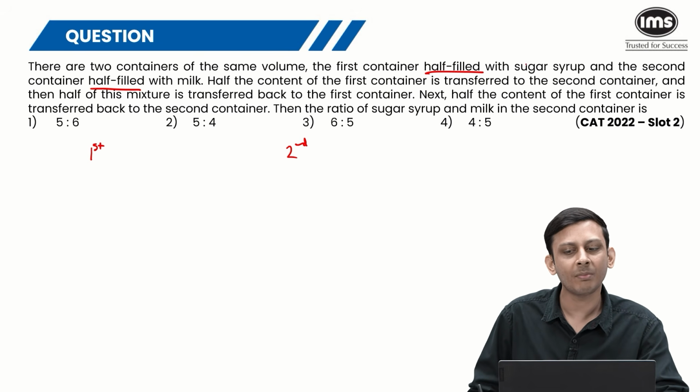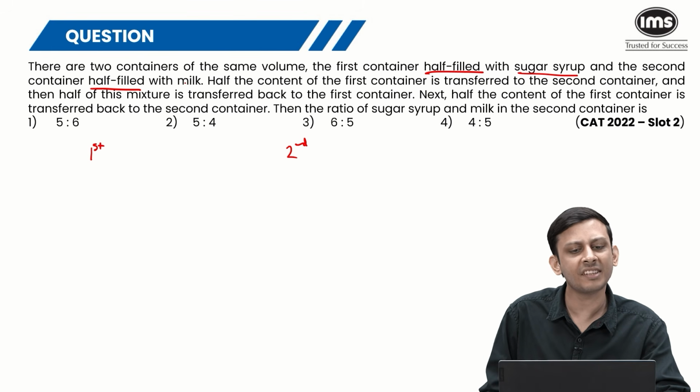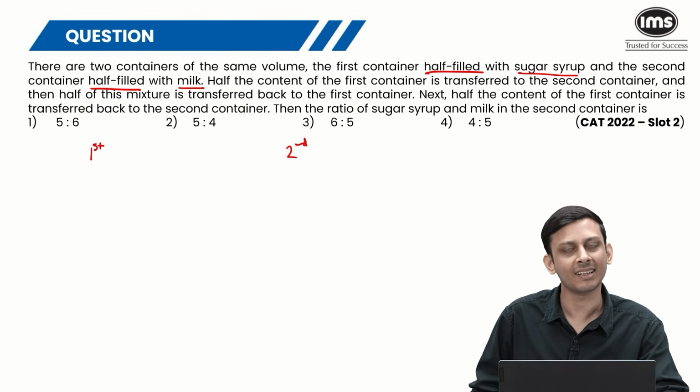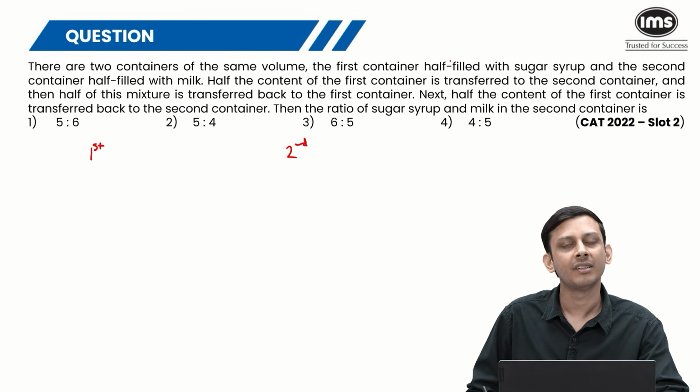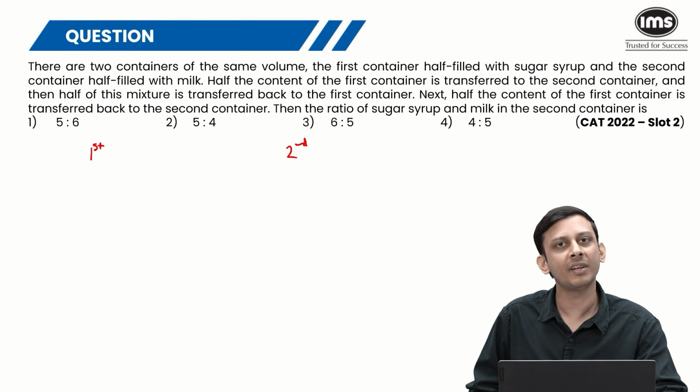Okay, whatever is the quantity of sugar syrup in the first container, that will be the same quantity of milk in the second container at the beginning. Now, what should we assume for these quantities? We saw that 50-50 was not convenient.